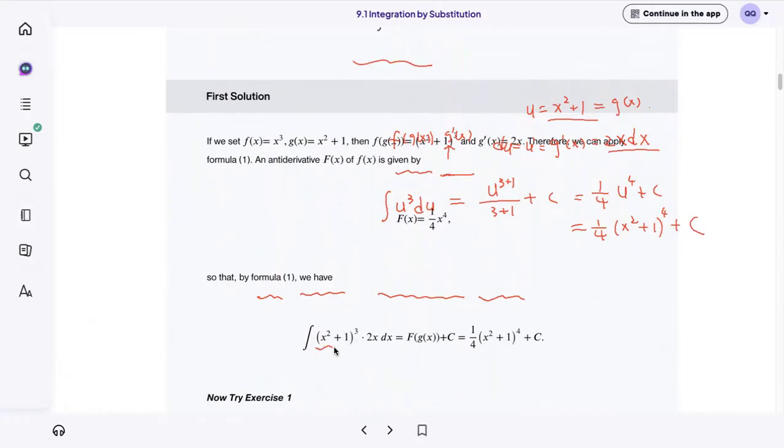So we see this one. This is f of g. This is g prime. Then when we do anti-differentiation, we get this. So usually it's called u substitution. So let's see more examples.